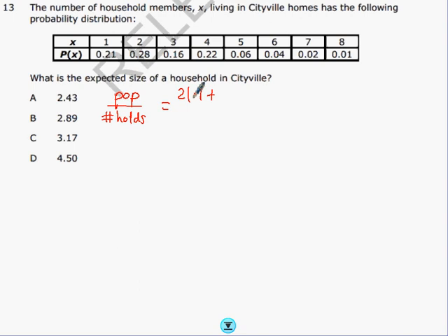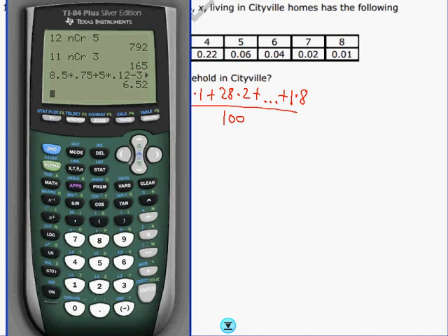I'm going to add 28 people, 28 houses that only have 2 in them, plus so on and so forth. And then I'm going to divide by the number of households. Well, since these are really percentage points, they're going to add up to 100. And the last one's going to be 0.01, or just one house and 8 people in it. So let's get the calculator and add those up. Don't need to really write all that out.